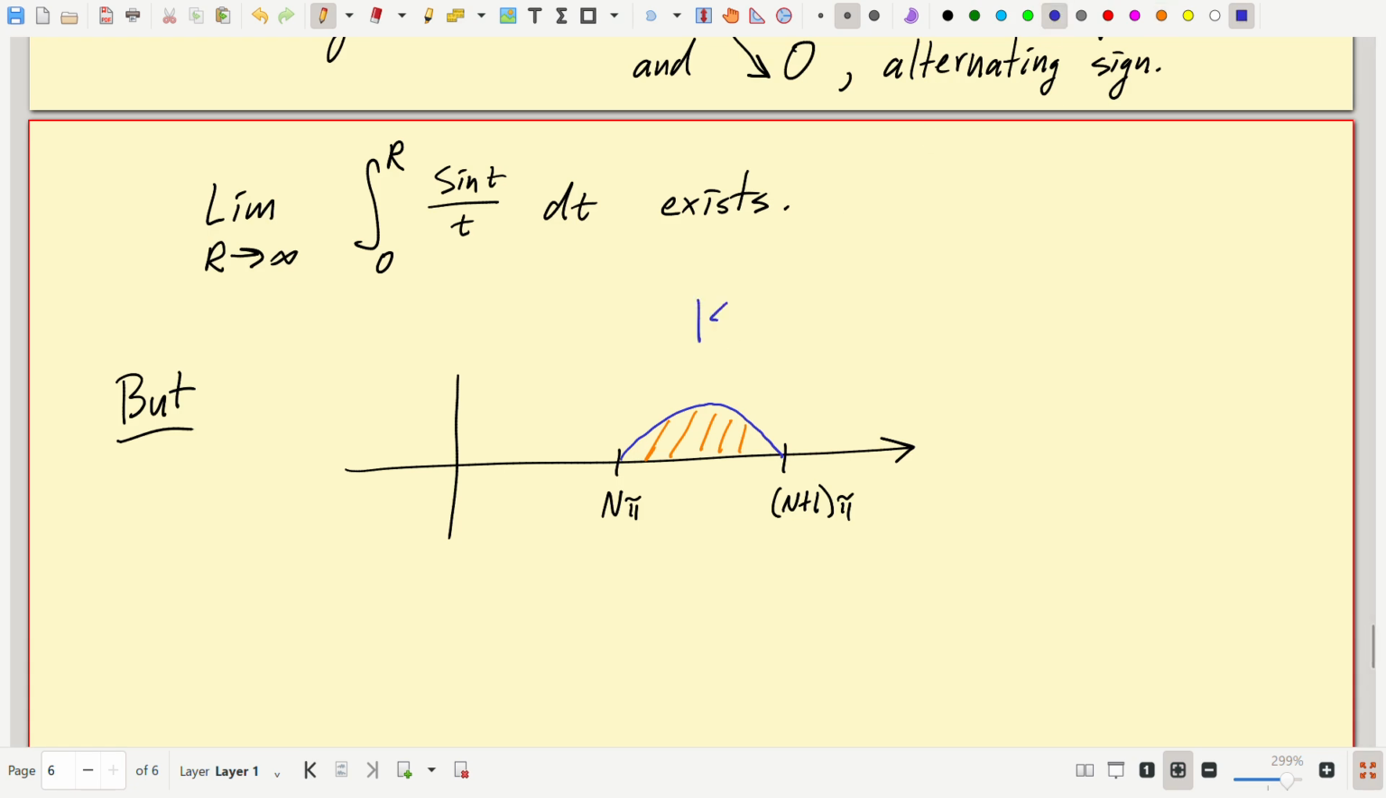So this is the graph of sine of t right here. And when you calculate the area under one hump of a sine curve, you get cosine of one end minus cosine of the other end. Cosine is 1 at those points, or minus 1. So it's going to turn out to be 1 minus minus 1, which is 2. That area is equal to 2.